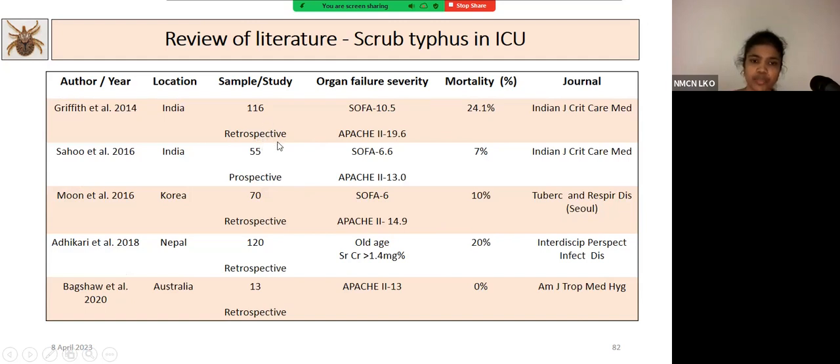Some are retrospective, some are prospective studies, and they have taken different organ failure severity. It has been seen that the mortality may be as high as 24% in one of the studies from India, published in 2014. And another recent study from Australia shows the mortality was 0%.